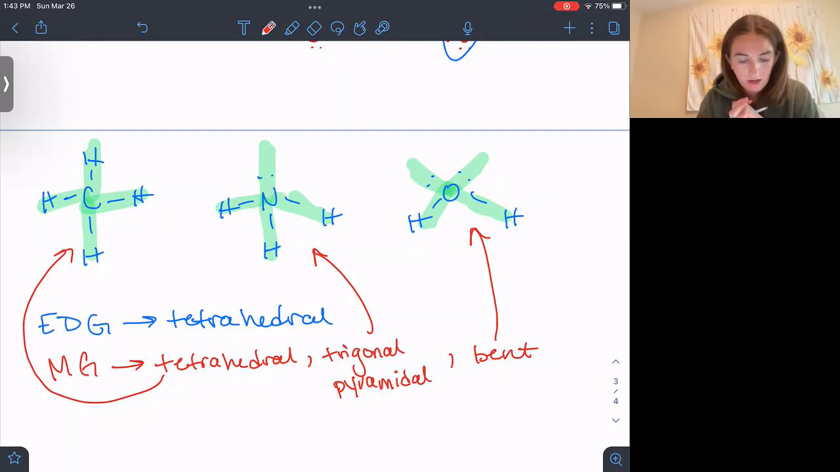Any other questions on shapes, Lewis structures, polarity? What do you mean by will 2D be asked? Like, she might ask you about trigonal planar. She might ask you about square planar. Yeah, I would memorize your shapes, definitely.